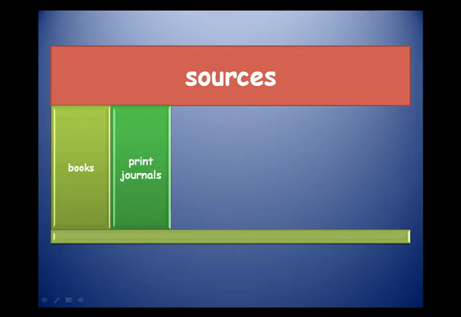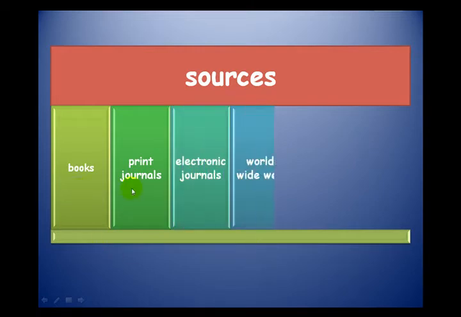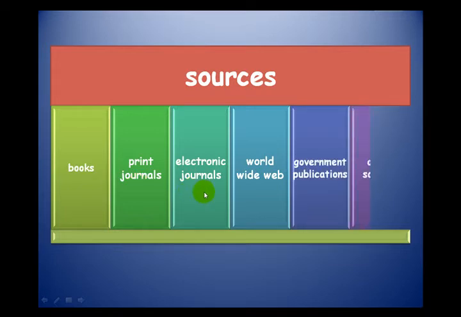You get your information and ideas from different places called sources. Sources can include books, print journals, electronic journals, the World Wide Web, government publications, and other sources including TV and radio programs, podcasts, emails, interviews, and so on.